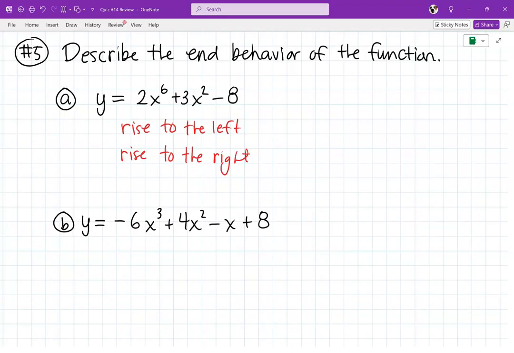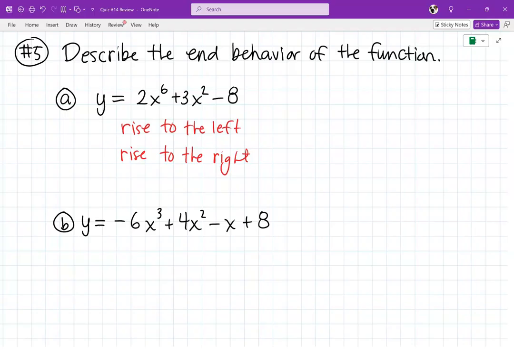Okay? What's the n value in part B? My highest power, what is it? 3. So it's odd. And A, what is A? Negative 6. So A is negative. So n is odd, A is negative. So I think it's backwards. It rises left and falls right, right?